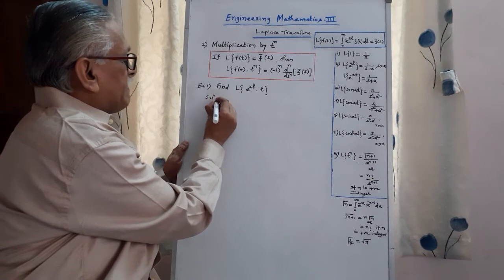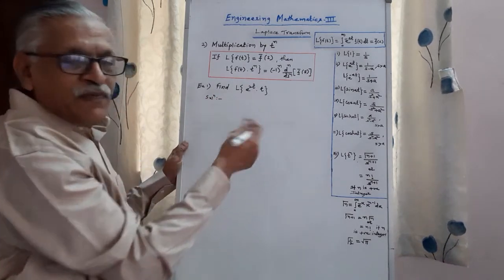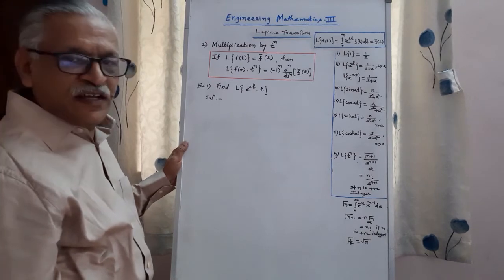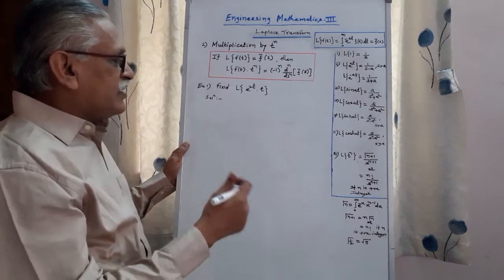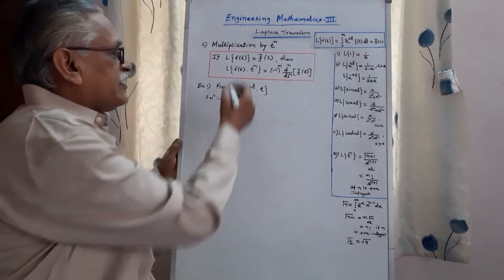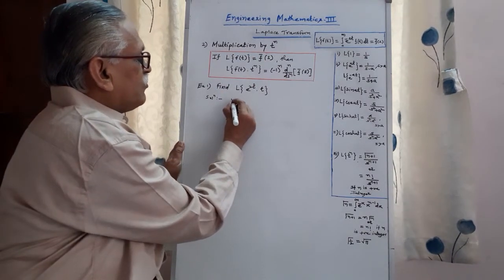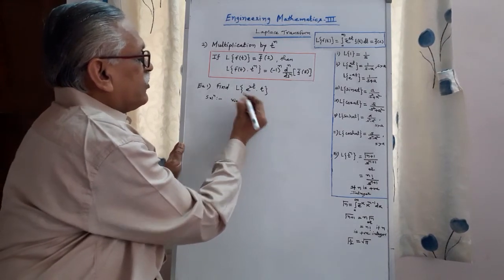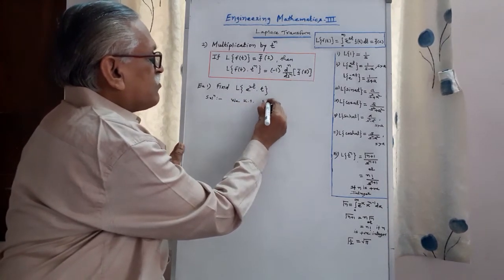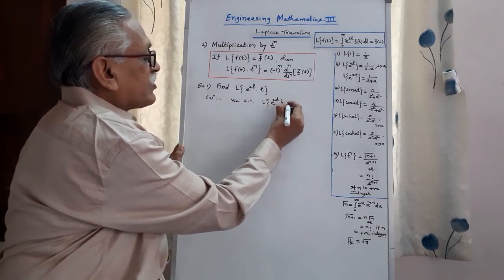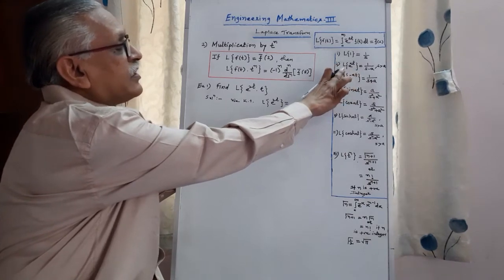This same problem we can solve by the first shifting theorem, which I have discussed in an earlier video. Here I am not using that technique. I am using this theorem, multiplication by t raised to n. Therefore, we know the Laplace transform of e raised to 2t by using this standard result.